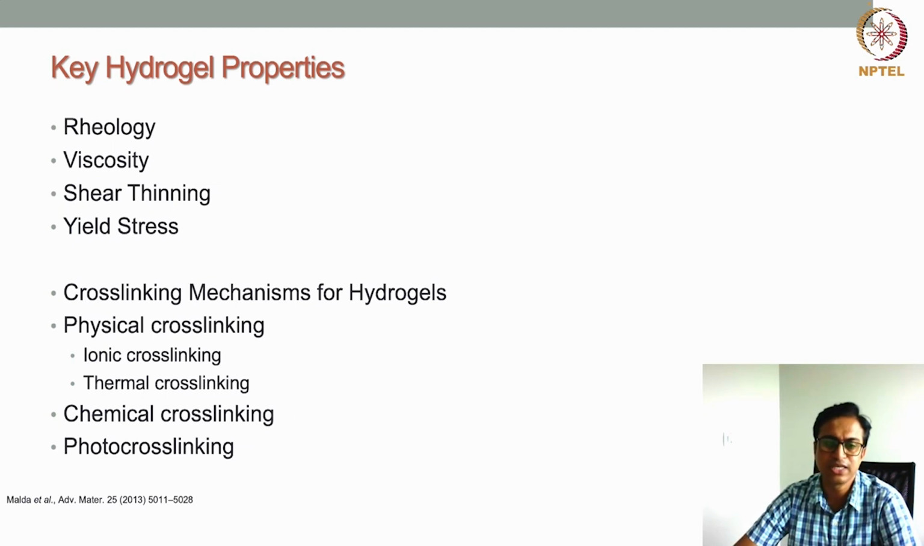Similarly, photo cross-linking is another important area where it is used for different bioprinting applications, like to stabilize the structure, for shape retention, for structural fidelity, for structural resilience, for structural stability. All these things, different cross-linking mechanisms are used. We'll discuss this in the later slides.